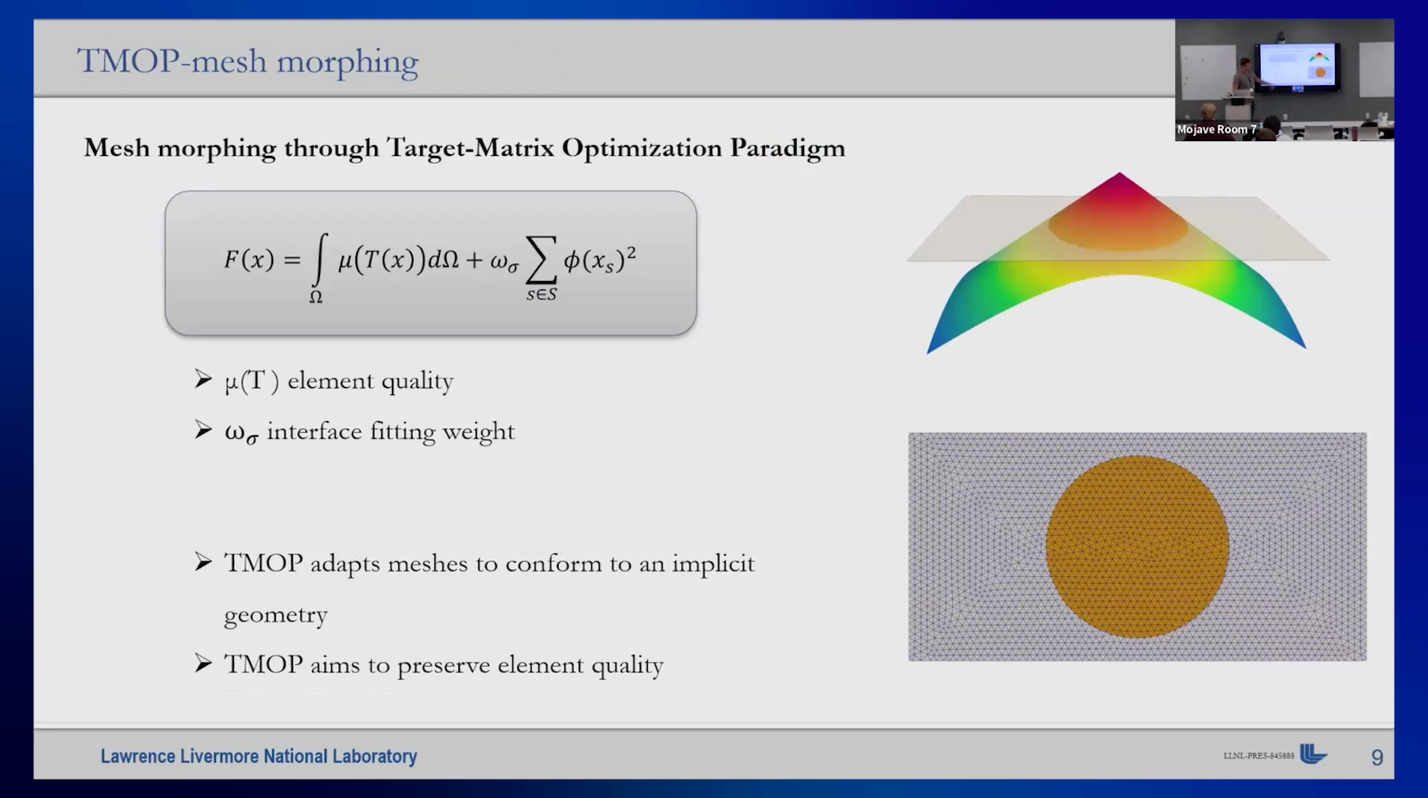Originally TMOP was developed to improve the mesh quality of highly distorted meshes. So that's this first term here, and then we have a second term, which is the interface splitting term. This term basically aims to conform a set of nodes in this formulation to the isocontour of the level set field. So in the end, it adapts the mesh to conform to this implicit geometry, and in a weak way both together restore the element quality. And as you can see here, this works in a really nice way.